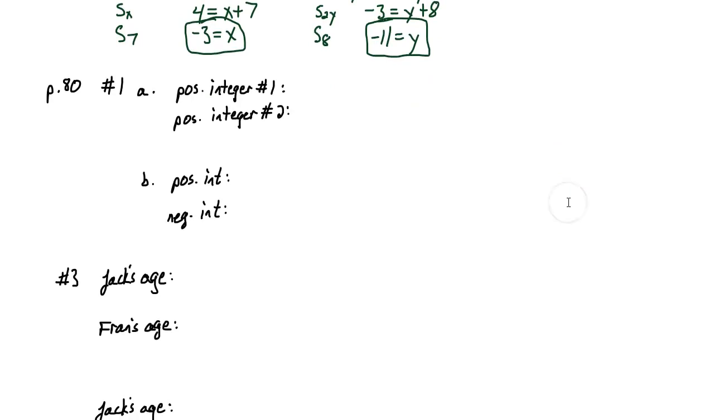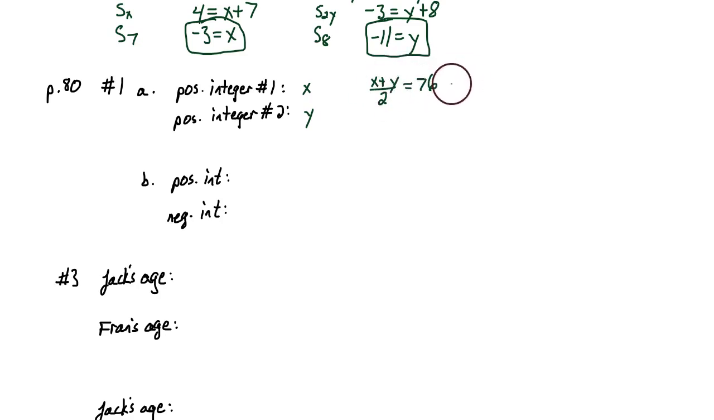Now page 80, question 1. We're given a paragraph describing a word problem situation. We're told that we have two integers, and they average to 76. That means if you add them together and divide by 2, the answer is 76. For question A, we're asked to find two positive integers that would work. Let's call the first integer x and the second integer y. The very first sentence says, when you average them, you get 76. So when you add them together and divide by 2, you get 76.